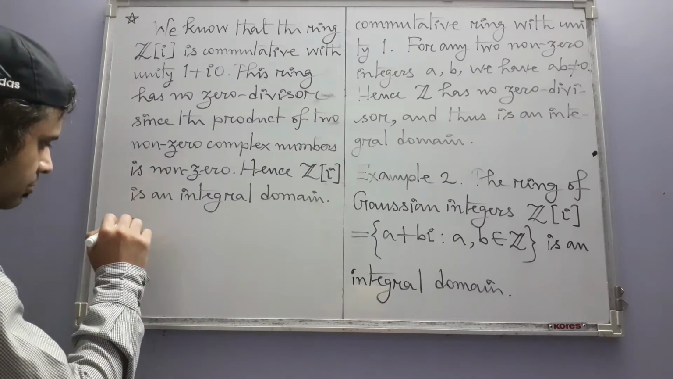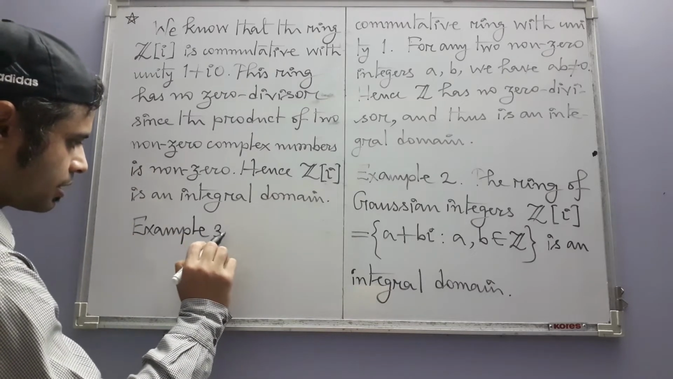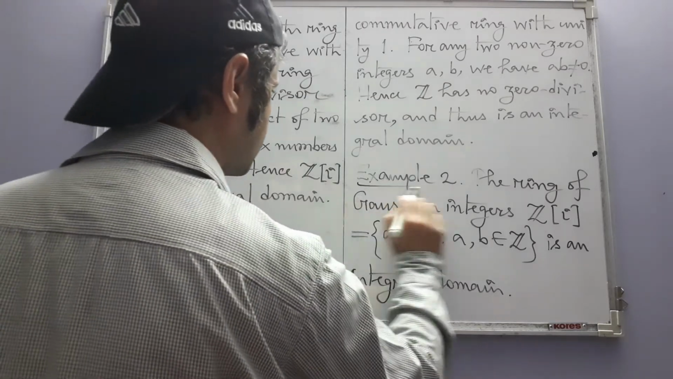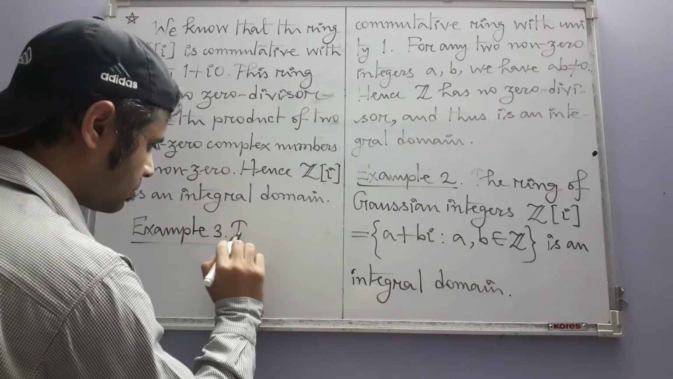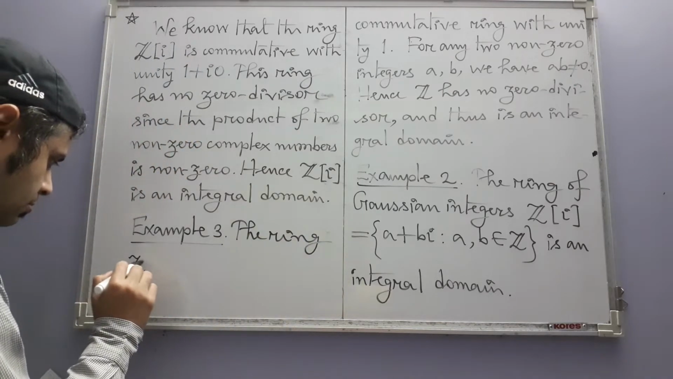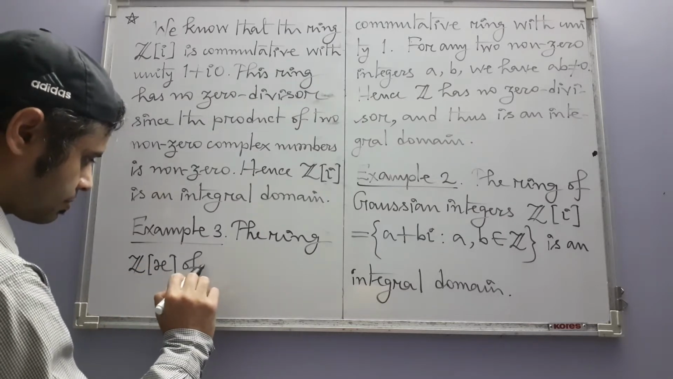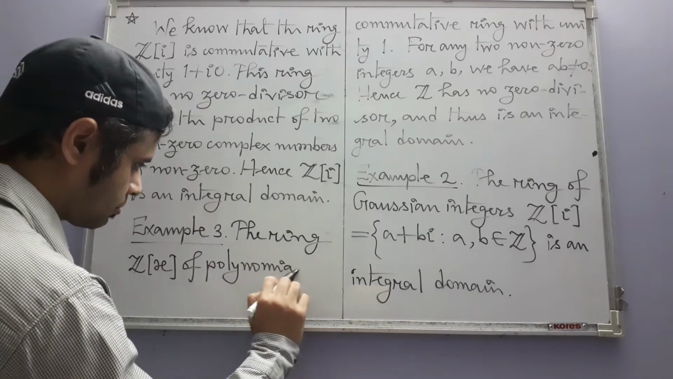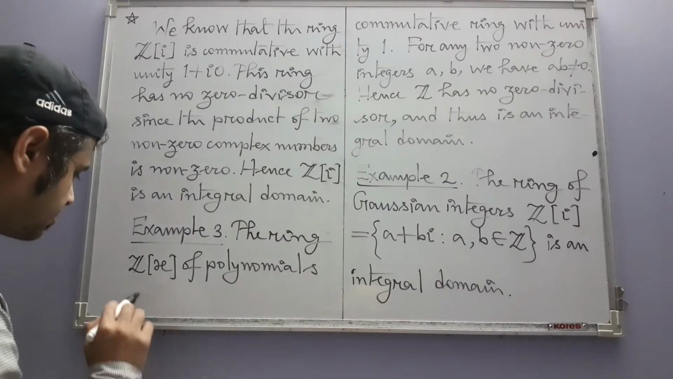Then example 3. A ring Z[x] of polynomials with integer coefficients.